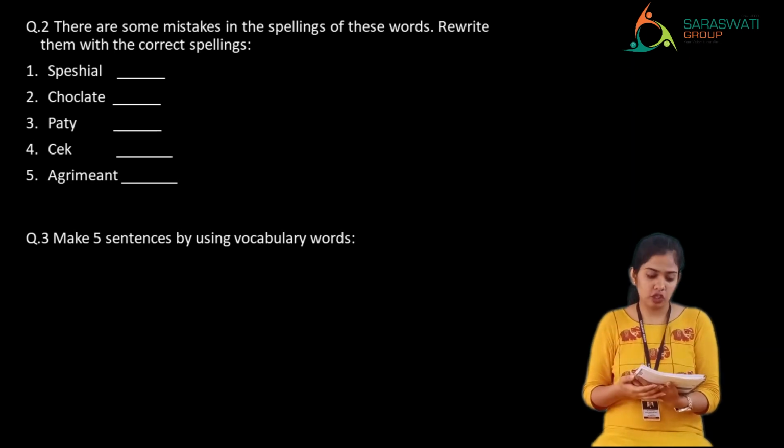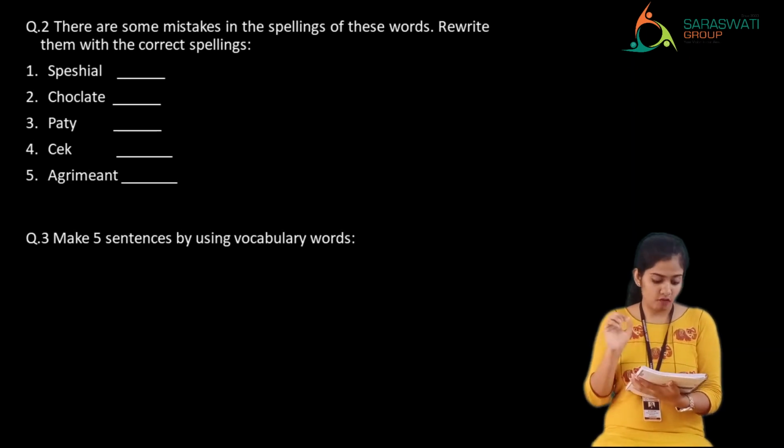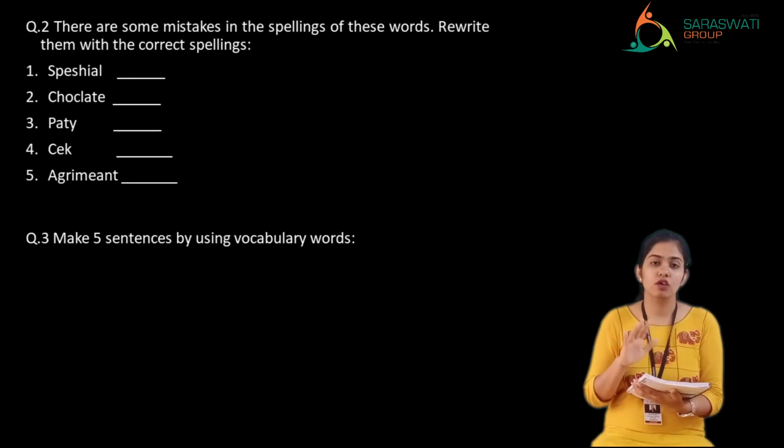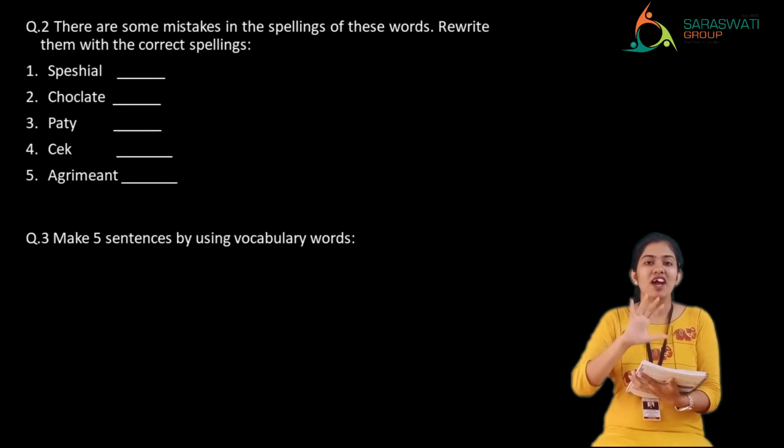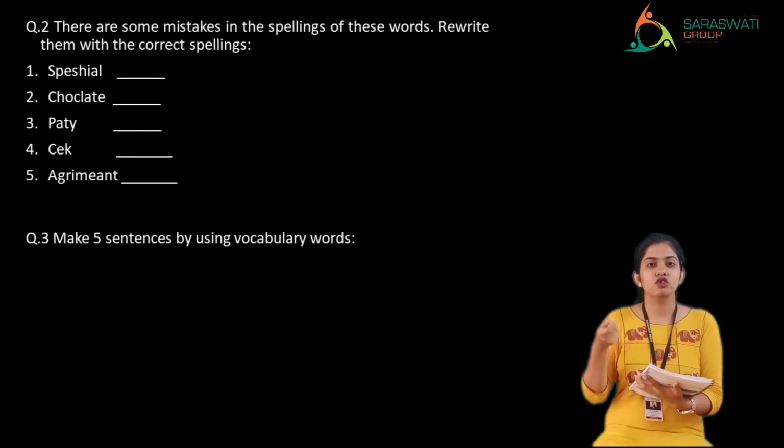Now, question number 3 is, you have to make 5 sentences by using vocabulary words. Like we have discussed 5 vocabulary words, right? So you have to make one sentence of each vocabulary word. So students, if you have any doubt, then please re-watch the video again. That means you have to see the video again and you will get your answers.